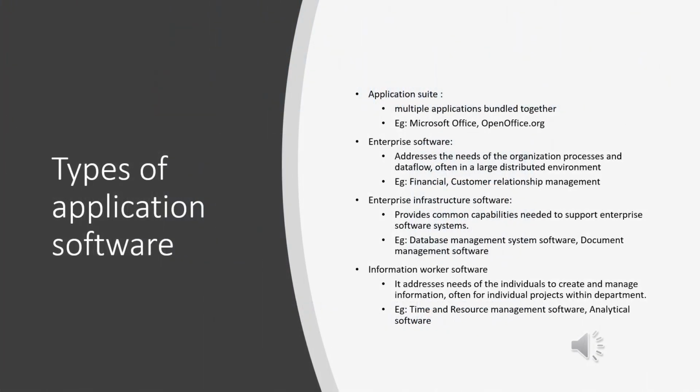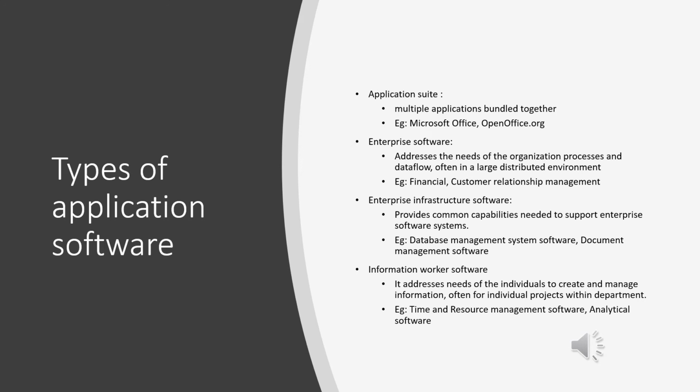Different types of application software are: one is application suite, then we have enterprise software, enterprise infrastructure software, then information worker software, and also content access software. These are the four things that we are going to discuss in this slide. We'll quickly go through what exactly it is.